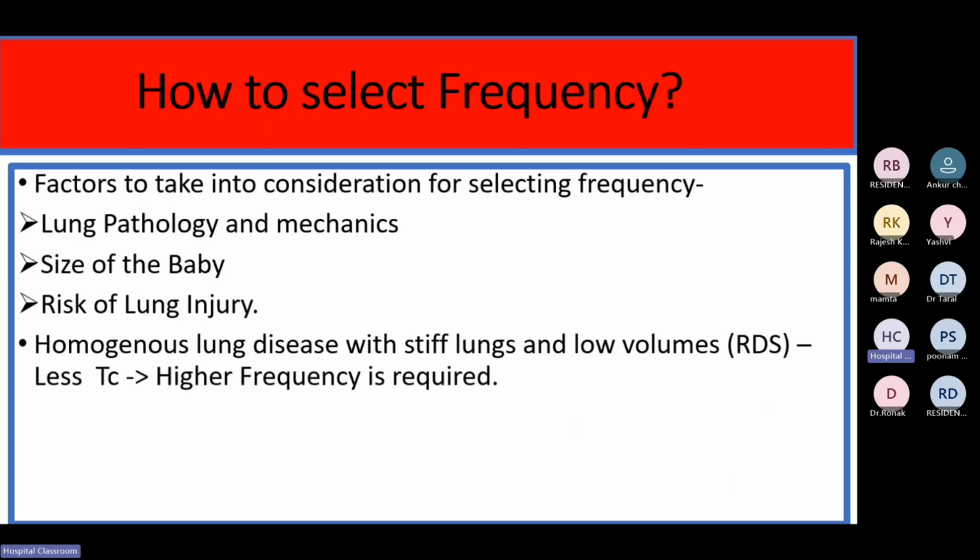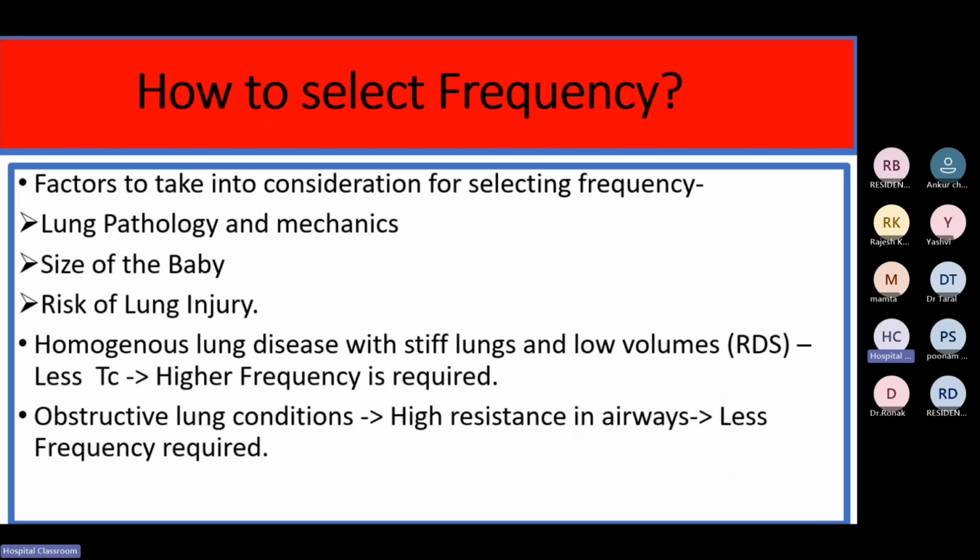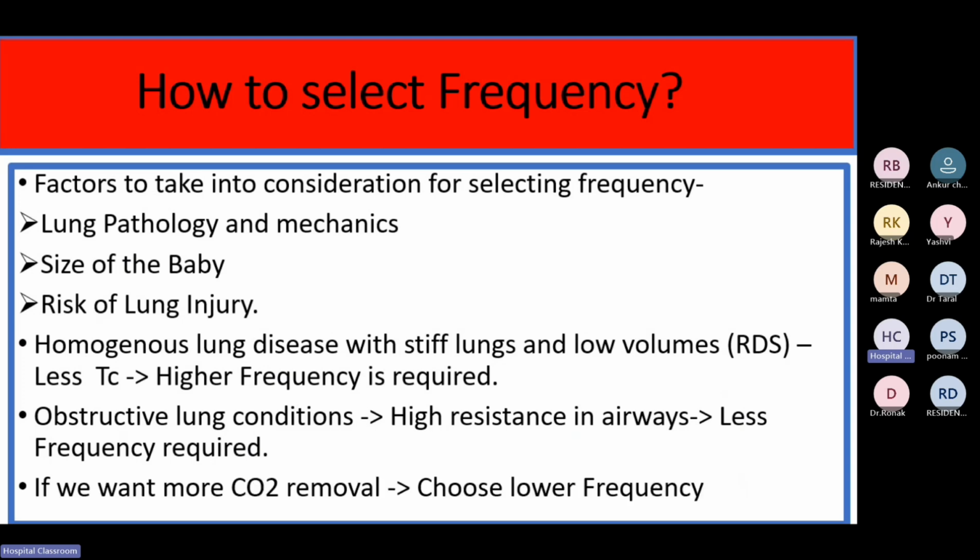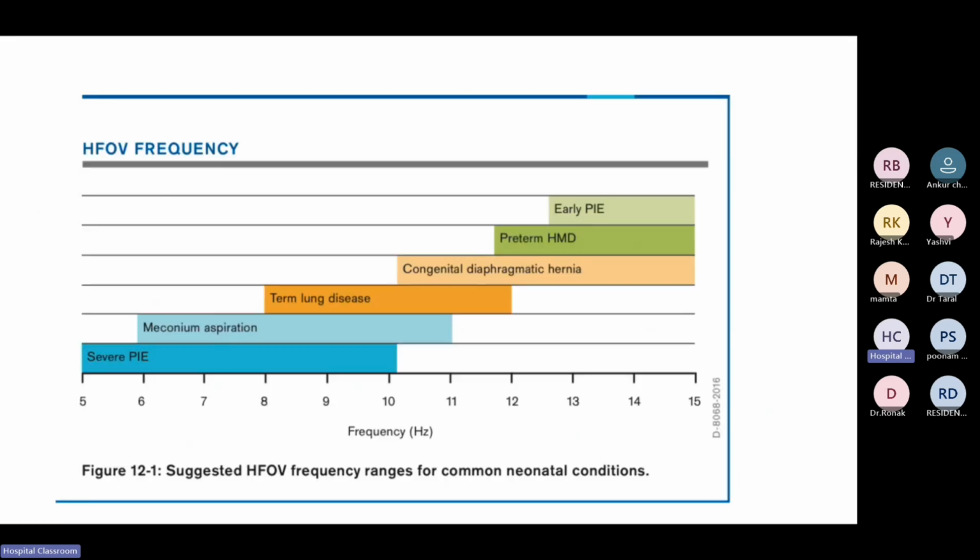If I'm talking about RDS with homogeneous lung disease, stiff lungs and low volumes, I will use a higher frequency. If I'm talking about obstructive lung conditions like BPD or MAS, the resistance is high, so I will use a relatively lesser frequency. And if I want more CO2 removal, I have to have a lower frequency. This figure shows what frequency we can start with for various neonatal diseases. For preterm RDS, the frequency has to be 12 to 15. For meconium aspiration in term babies, the frequency has to be 6 to 10.